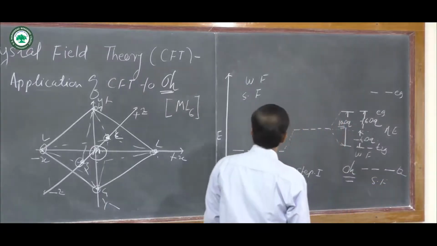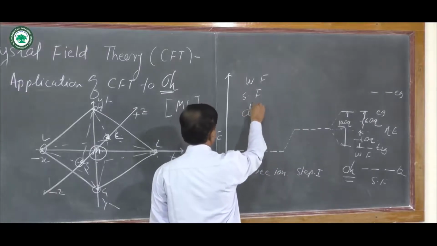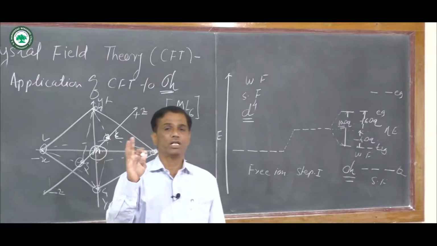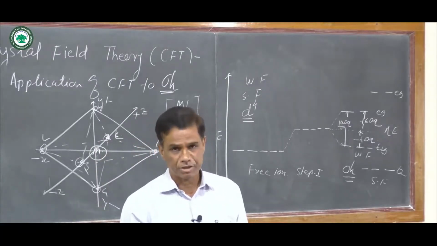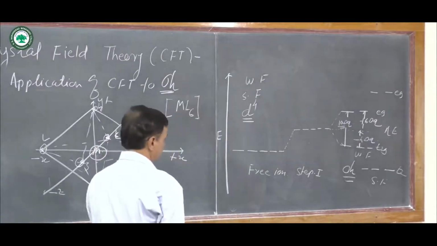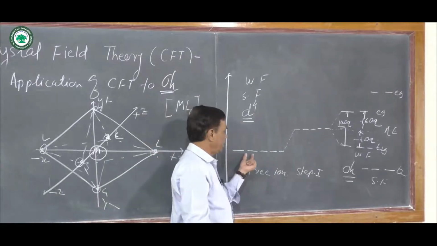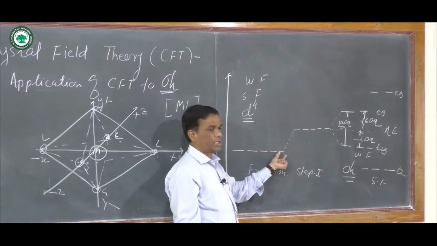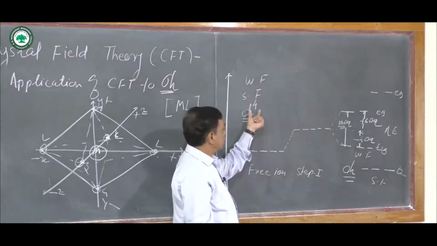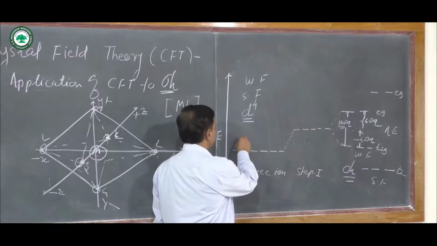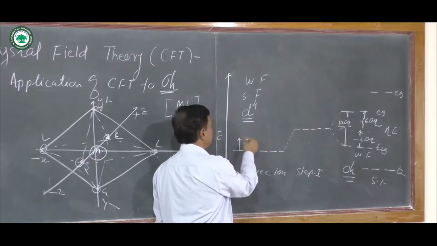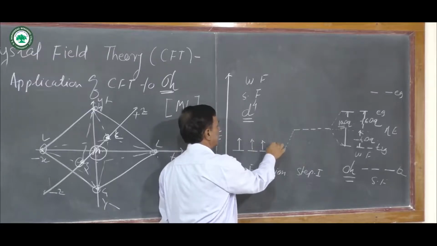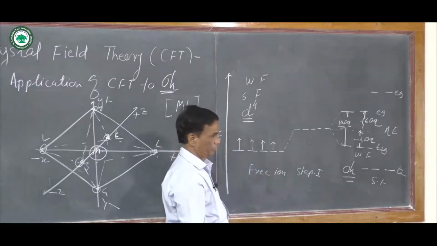If you consider, suppose there is a d4 system, it means 4 electrons are in the 5 d orbitals. What are those d orbitals? dxy, dxz, dyz, dx square minus y square, and dz square. These 4 d electrons are represented: one electron here, second electron here, third electron here, and fourth electron here.